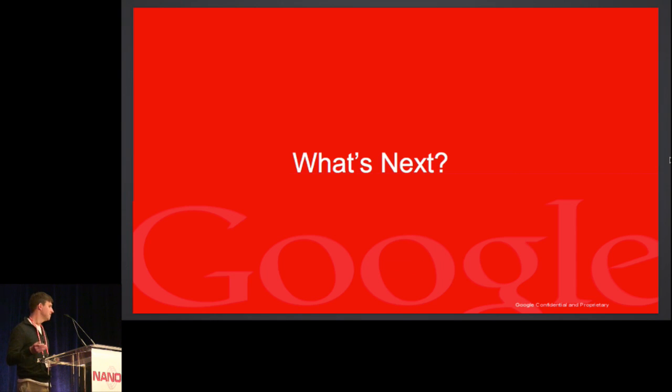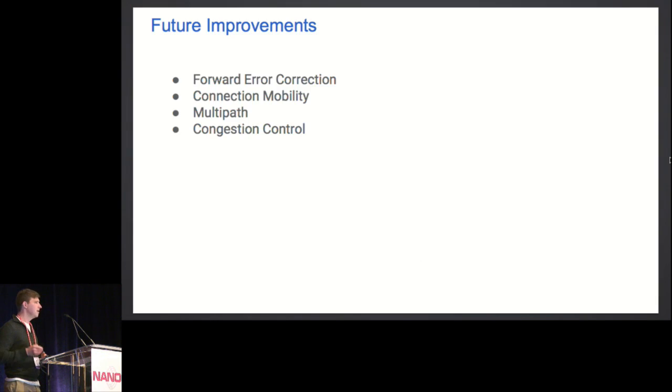So what's next? Coming in the future, many people have asked, when are we going to do forward error correction? And the answer is, well, we're experimenting with it, but making it work really, really well is hard. Connection mobility. So, there's a lot of interest in migrating from cell to Wi-Fi and back and forth. And we're starting to work on that now as well. Multipath is a natural follow-on to that, particularly for mobile devices. And more improvements in congestion control.